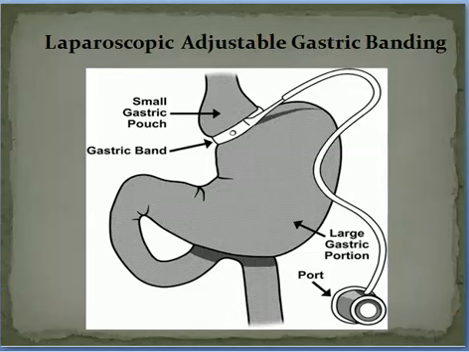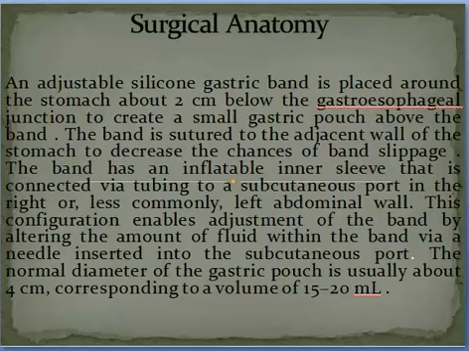Now, laparoscopic adjustable gastric banding: a small gastric pouch, banded, and a port over the muscle under the skin. This one is not excluded, it is banded, so only a small amount of food can pass. An adjustable silicone gastric band is placed around the stomach about 2 cm below the gastroesophageal junction to create a small gastric pouch above the band.